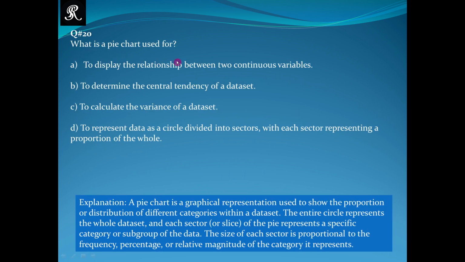What is a pie chart used for? To display the relationship between two continuous variables, to determine the central tendency of a dataset, to calculate the variance of a dataset, to represent data as a circle divided into sectors, with each sector representing a proportion of a whole. And the right option is option D.